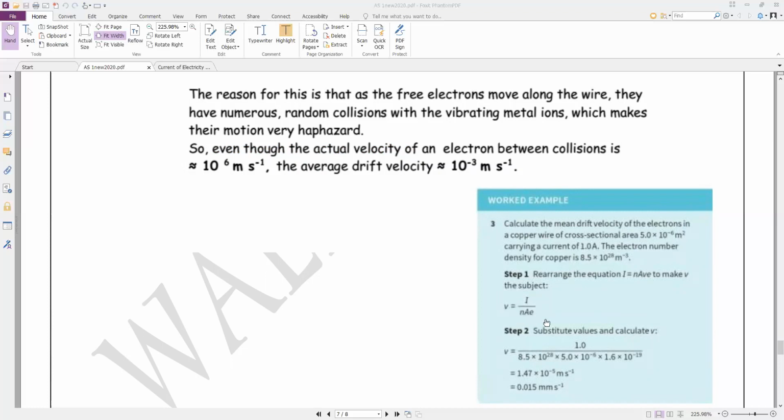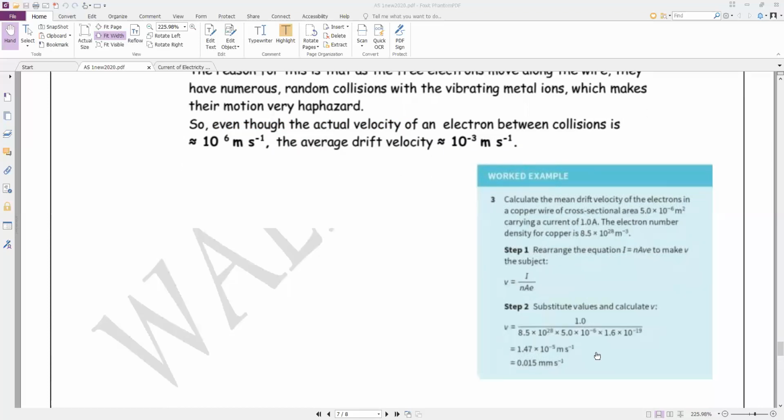v is equal to I over nAe. Check the units. The cross-sectional area is in square meters, current in amperes, and number density per cubic meter. So all is consistent, and we apply the numbers in the formula: 1 over 8 times 10 power 28 multiplied by 5 times 10 power minus 6 multiplied by 1.6 times 10 power minus 19. So the answer is 1.47 times 10 power minus 5 meters per second, or after changing the units, about 0.015 millimeters per second.